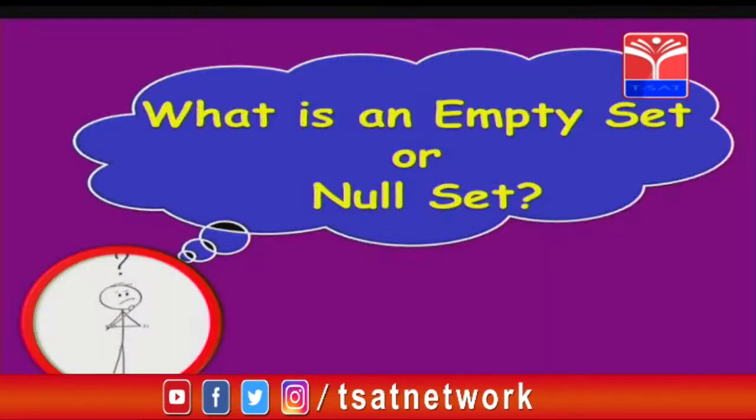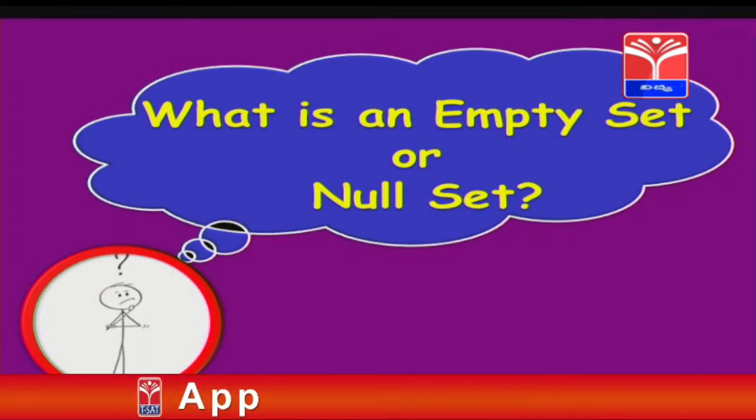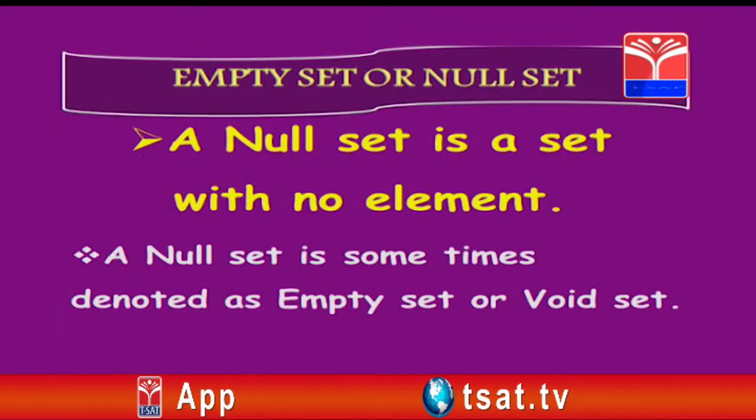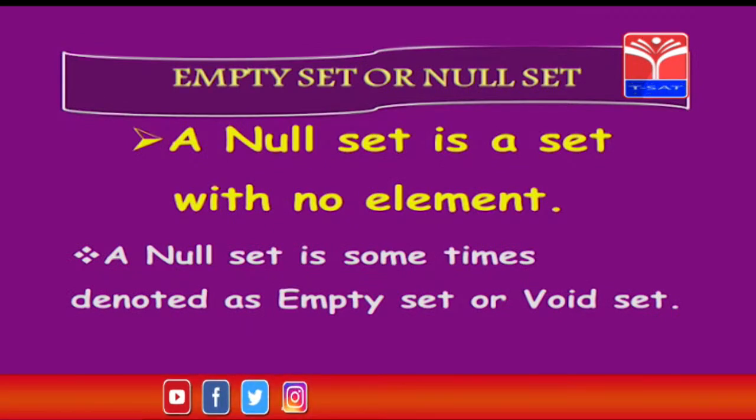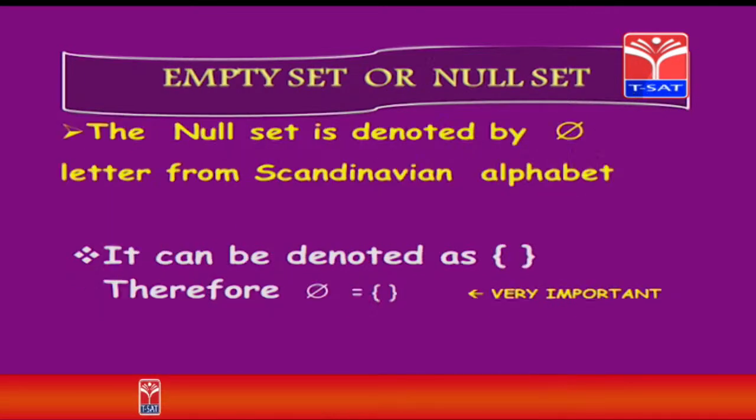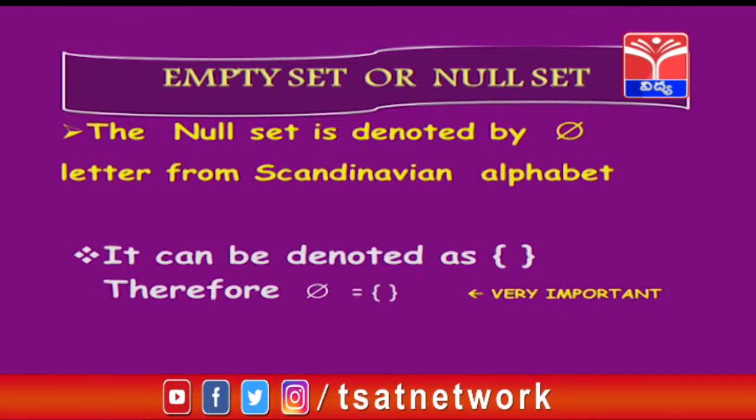Now, these kinds of sets are called empty sets. What is an empty set or null set? It can be called a null set also. A null set is a set with no element. A null set is sometimes called an empty set or void set. The null set is denoted by phi, a letter from the Scandinavian alphabet. It can be denoted as empty flower brackets. Therefore, phi is equal to empty flower brackets.